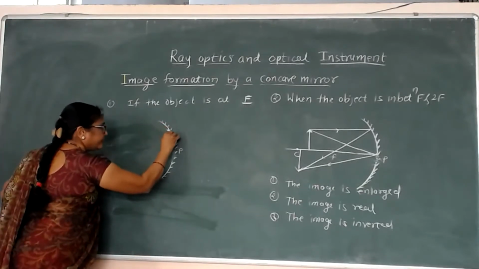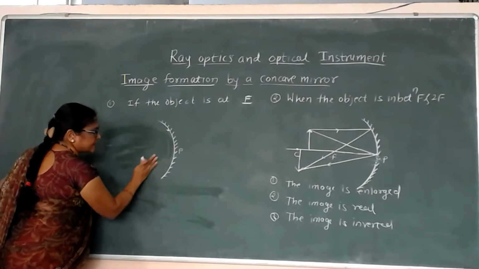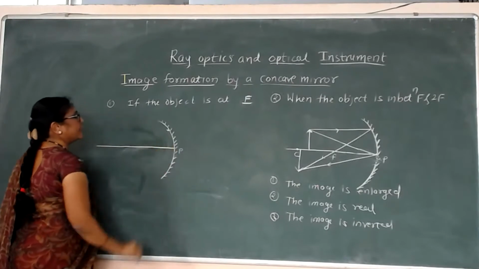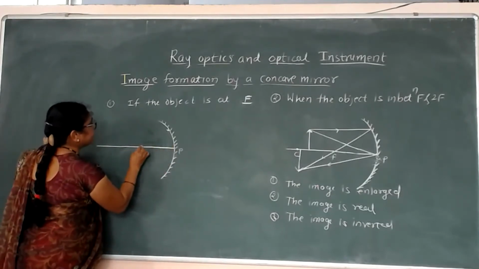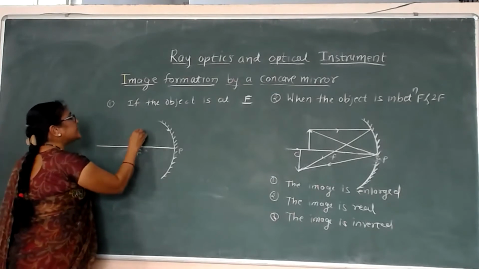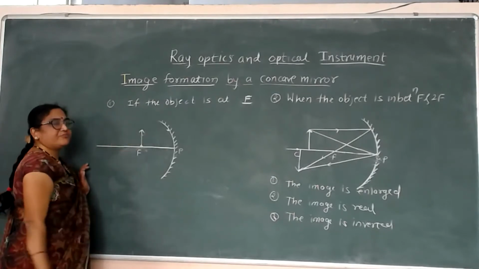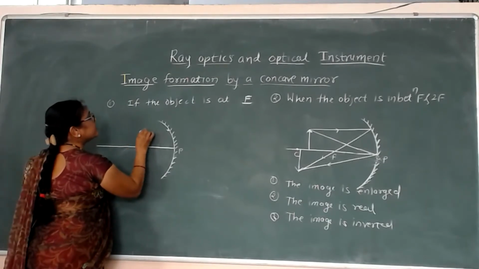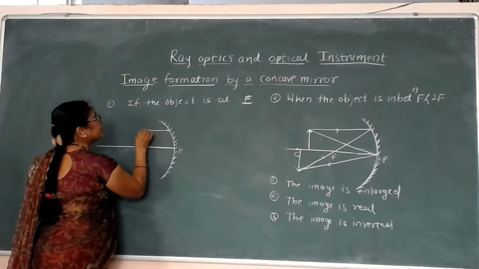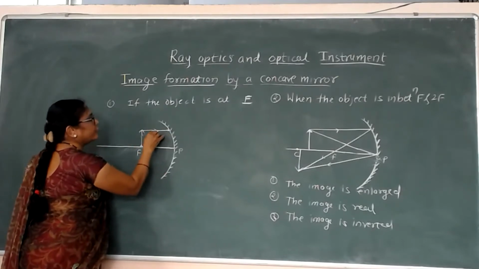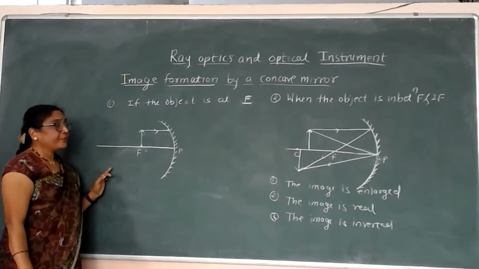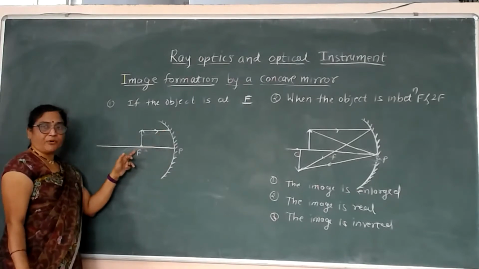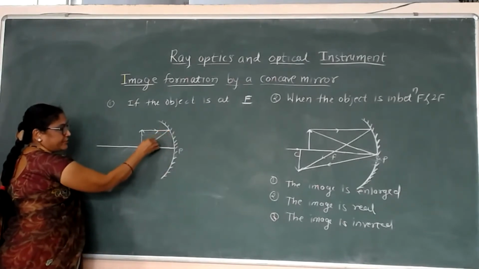Take the concave mirror. Polished surface is outside. Draw a straight line where the object is situated on the principal focus. Suppose this is the principal focus here. When the extended object is situated on the principal focus, suppose the ray of light is incident on this mirror. A straight line passing through this is incident on the mirror. The ray of light is reflected and this concave mirror is a converging mirror. So the ray of light is passing from the principal focus.